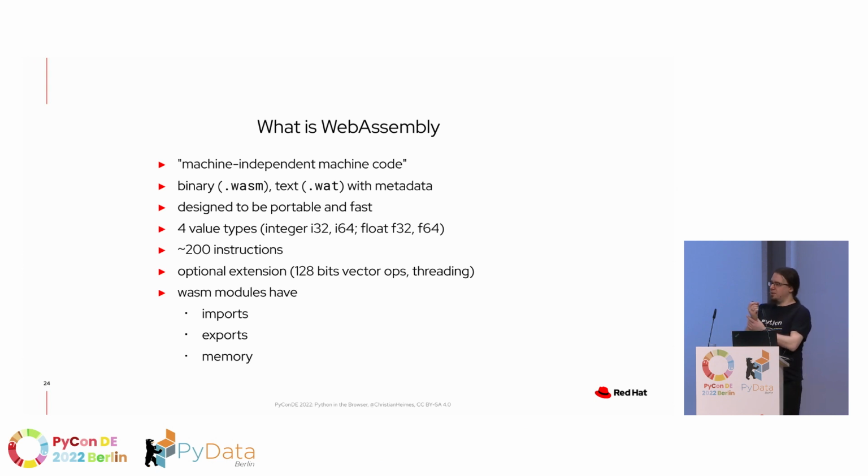WebAssembly has only 4 primitive data types. It has 2 kinds of floats and 2 kinds of integers, and that's it. Even something like a string is internally represented as something that looks a bit like a pointer and the length of a value to a memory array. Because in WASM, you don't even have memory.